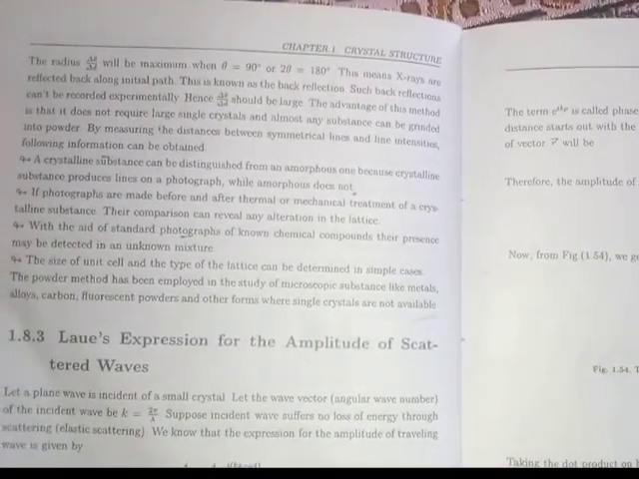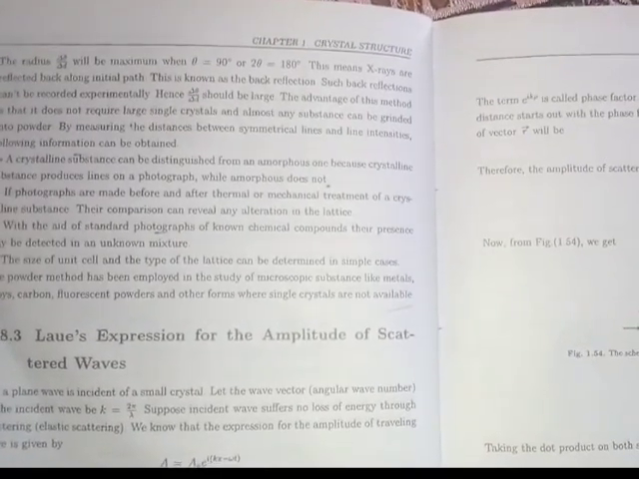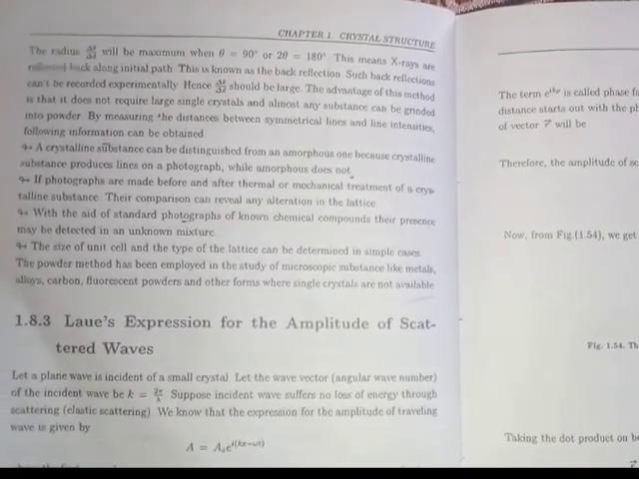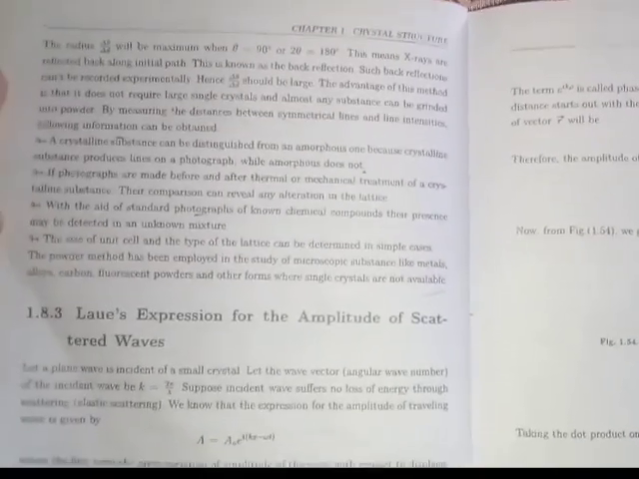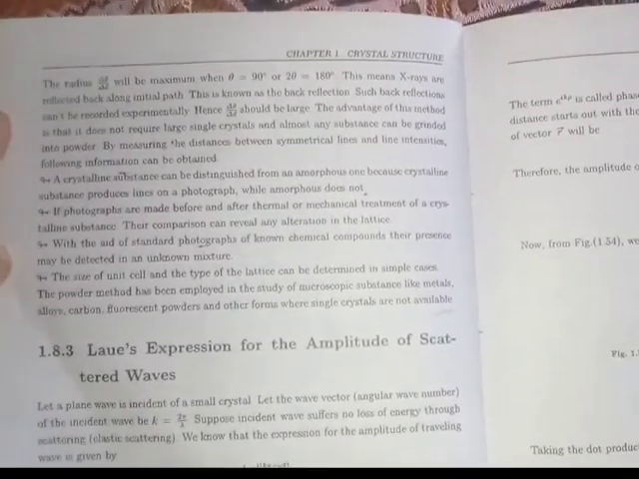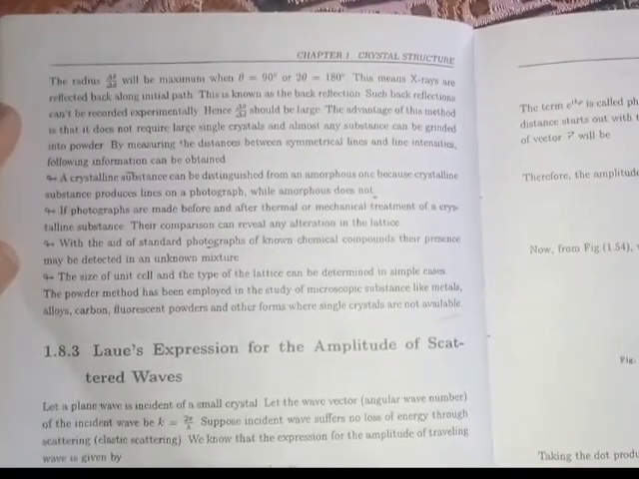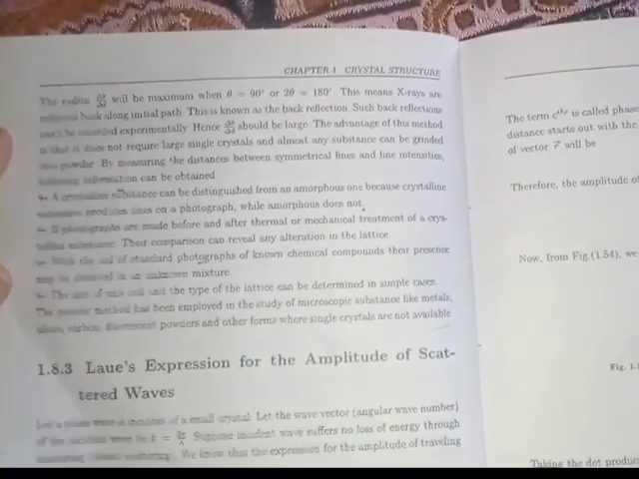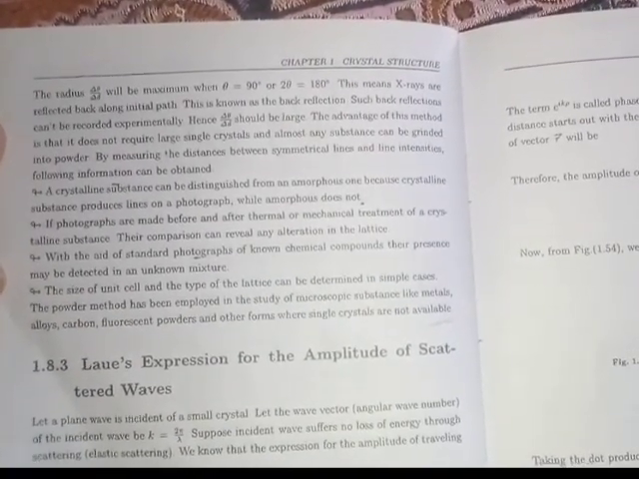The advantage of this method is that it does not require large single crystals and almost any substance can be ground into powder. By measuring the distance between symmetrical lines and line intensities, following information can be obtained. Number 1. A crystalline substance can be distinguished from an amorphous one because crystalline substance produces lines on a photograph while amorphous does not. Number 2.